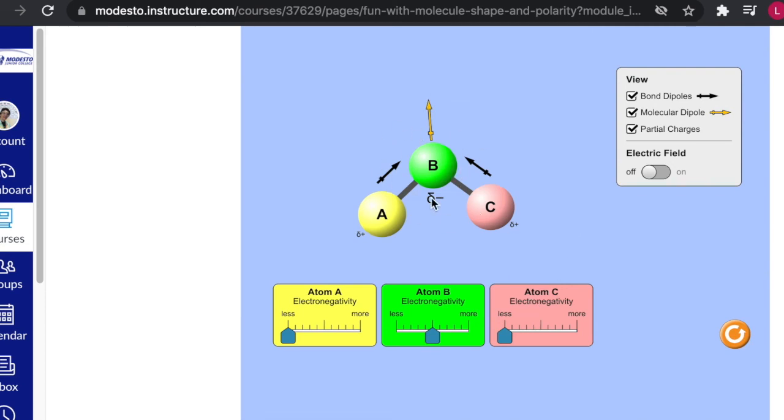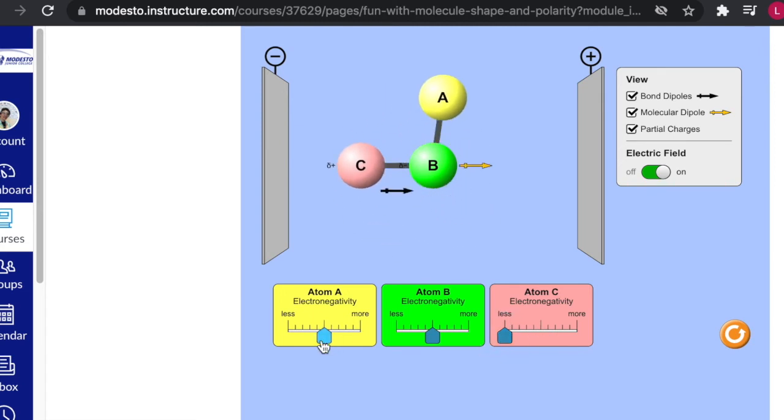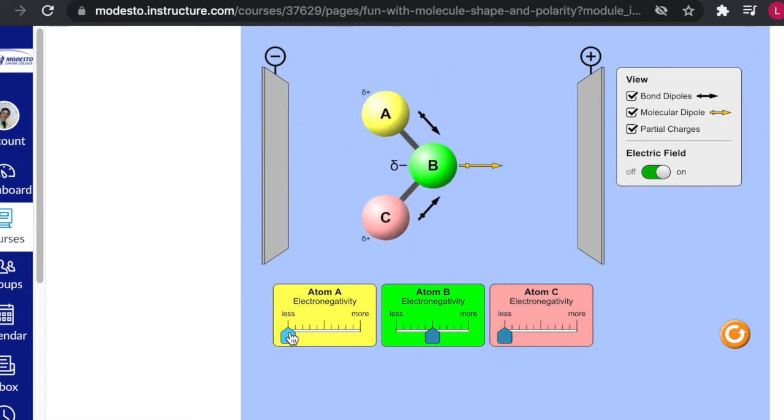Even with this asymmetric shape, if all of these atoms had the same electronegativity, we wouldn't have any dipoles at all, either on the bond or on the molecule. And then that would not be attracted to an electric field. If we go back to the original molecule, we do have this attraction to the electric field.